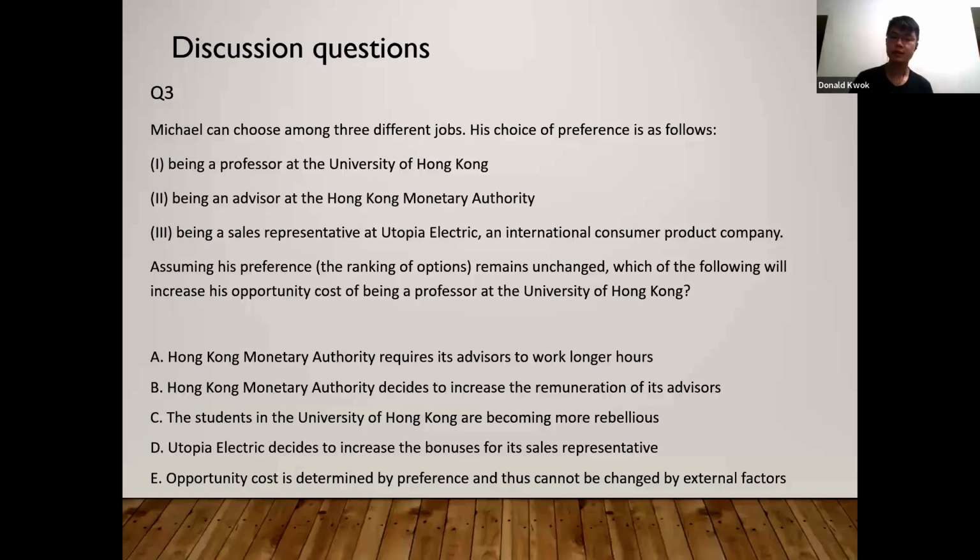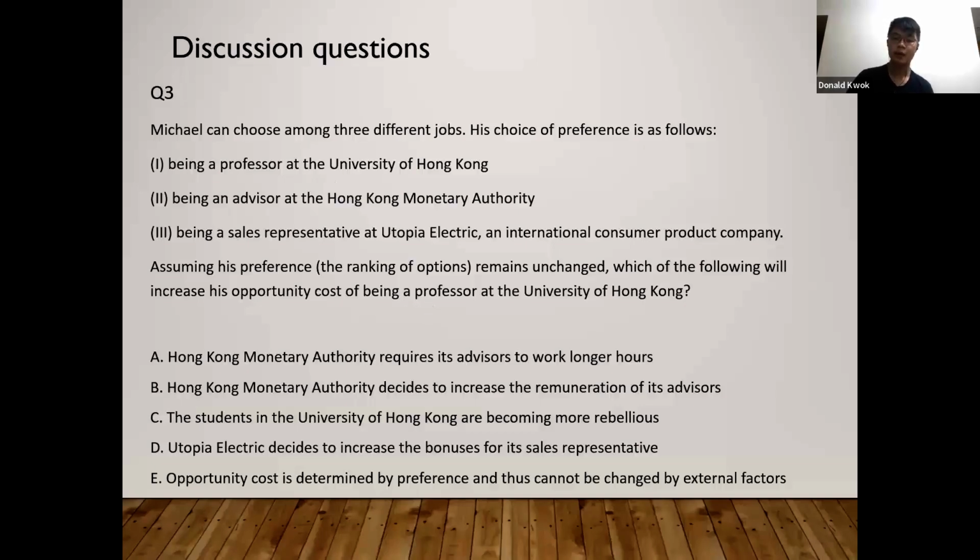Okay, so let me start explaining this question. So we have 3 choices. The first one being a professor at HKU, the second one being an advisor at HKMA, and the third one being a sales representative at Utopia Electric. So we are going to find the options that increase the opportunity cost of being a professor at HKU.